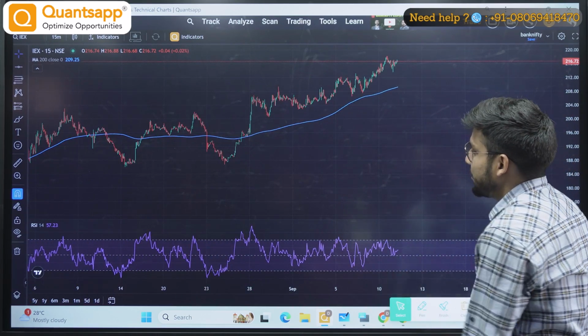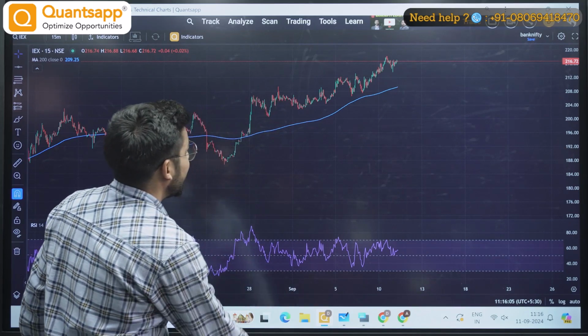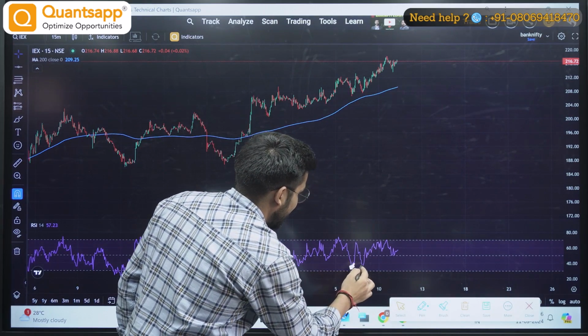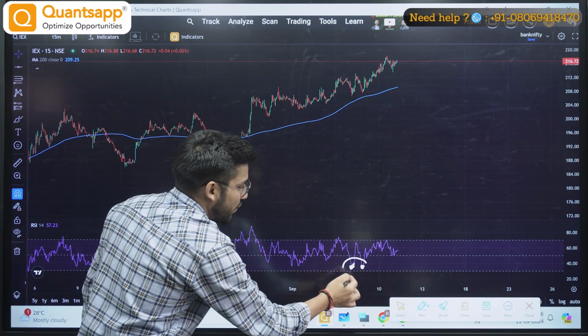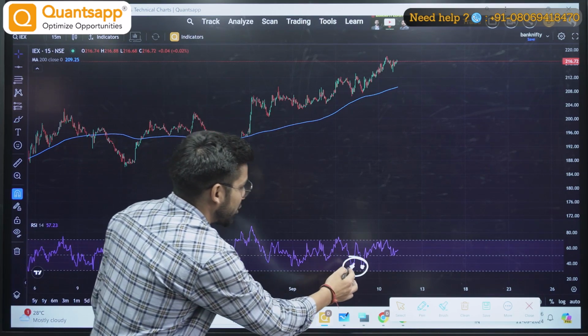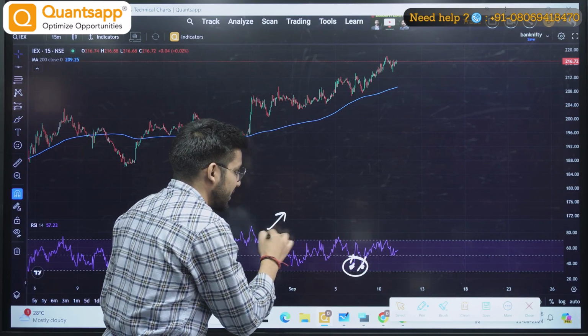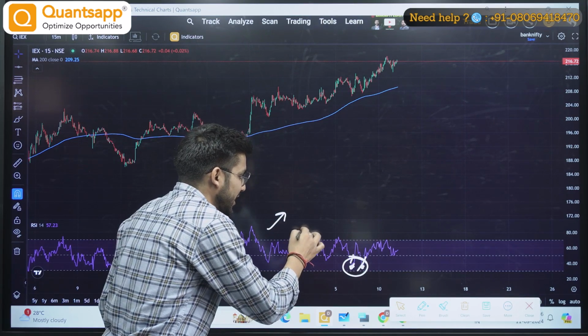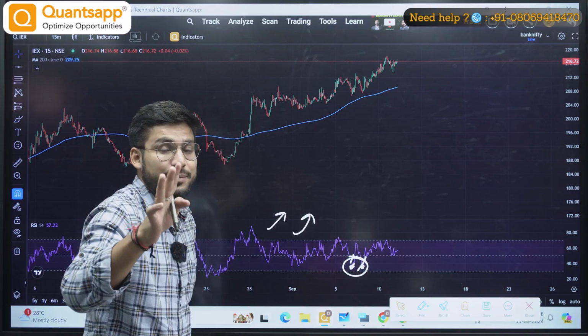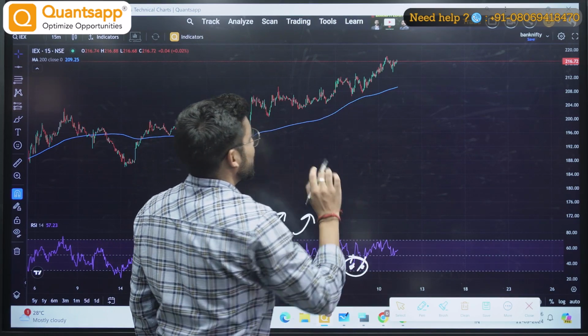Okay, now in the 15-minute time frame, what I can see here, there are certain levels. For example, here and here, when my market was oversold, right? So it was trying to move in the upward direction. It means the RSI is moving in the upward direction from the oversold. It means there is momentum in the price. Okay, now I have to just find a confirmation.